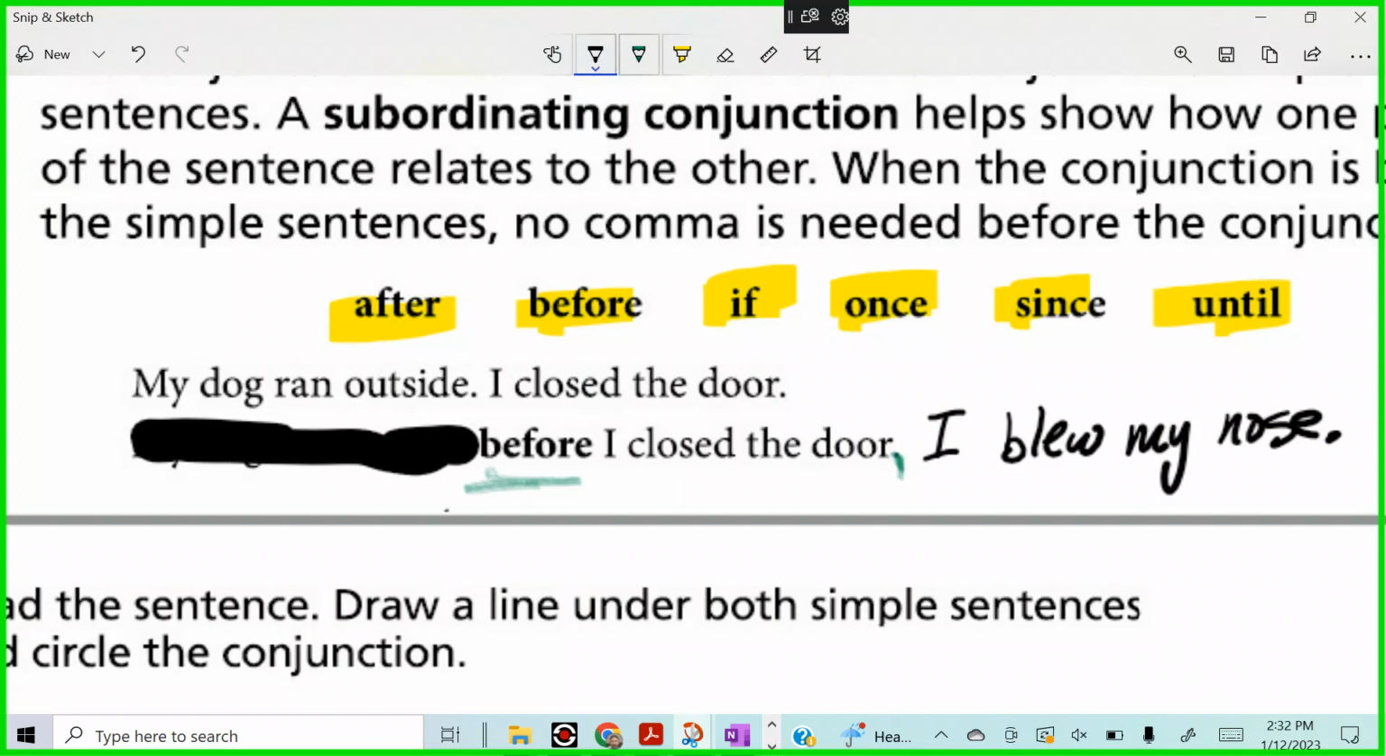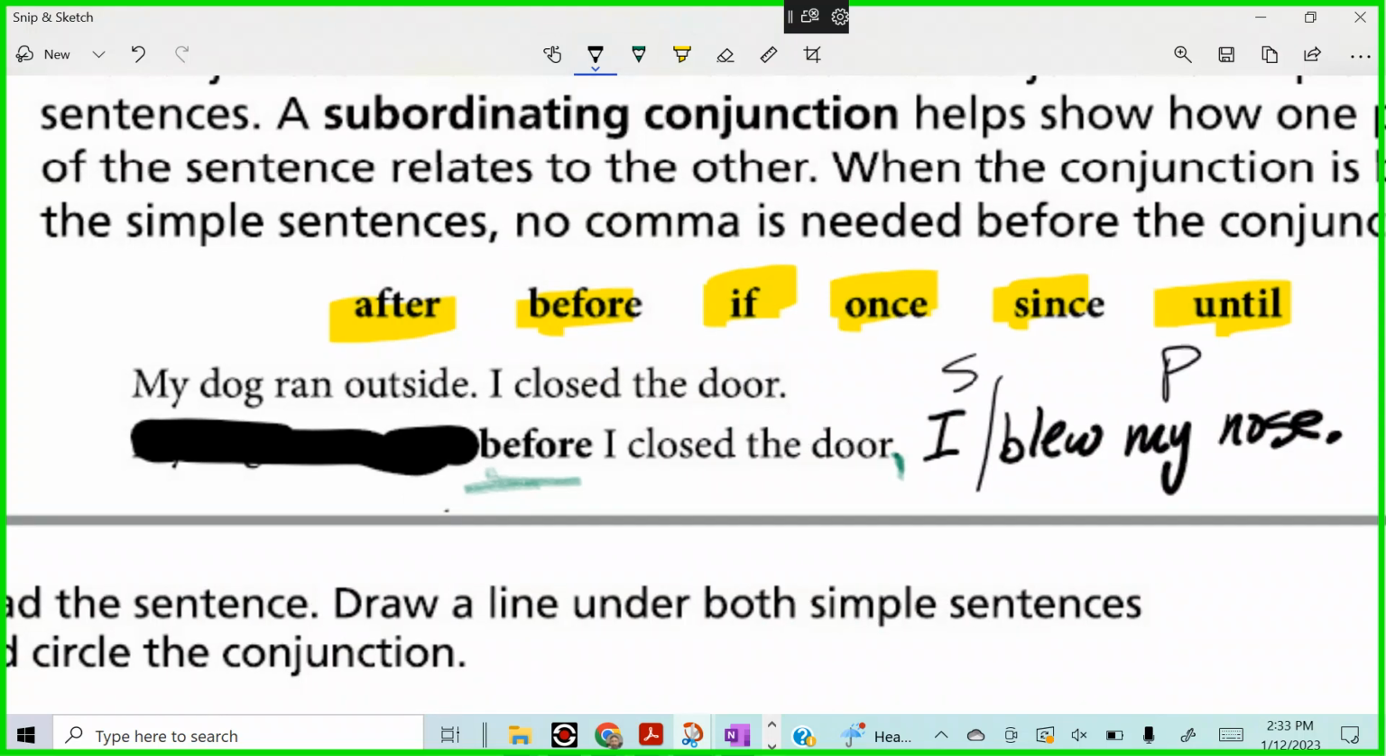Let me ask you something, AJ. I blew my nose. Is that a complete sentence? Yes, because it has a subject and a predicate. It is also considered an independent clause. An independent clause is nothing more than a complete sentence. It's independent. It's complete. It stands on its own. But before I close the door, that's a dependent clause. It depends on an independent clause or a complete sentence to make it whole.